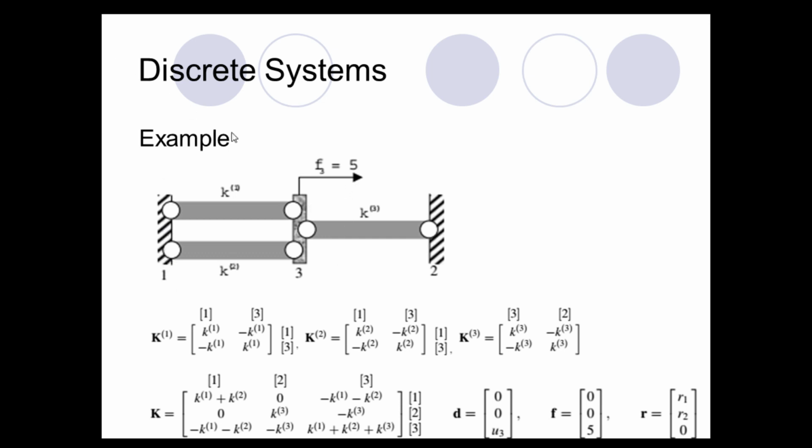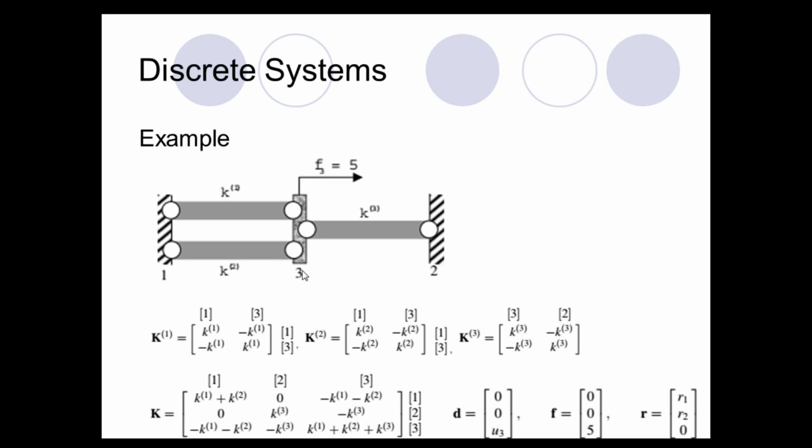There is a rigid block which connects the three elements 1, 2, and 3. In fact, there acts a force of 5 Newton, we can say, and K3 is also connected to a rigid wall at node 2. So the numbering is given like this, so 1, 2, and 3.